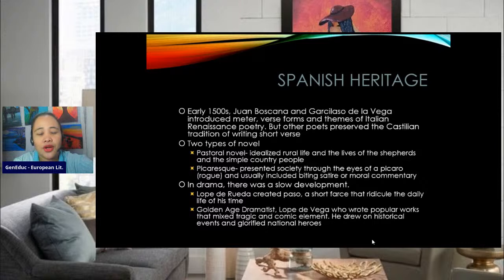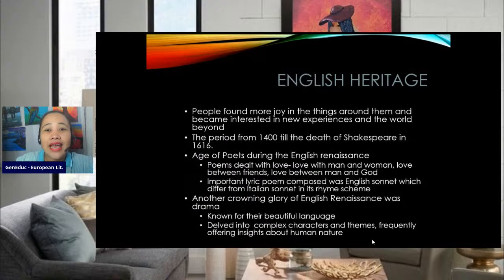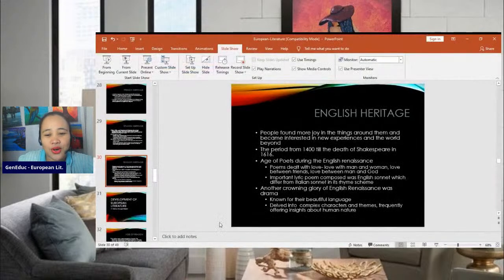So Golden Age dramatist Lope de Vega wrote popular works that mix tragic and comic elements. He drew on historical events and glorified national heroes. Okay, now the English heritage. So we're almost there.